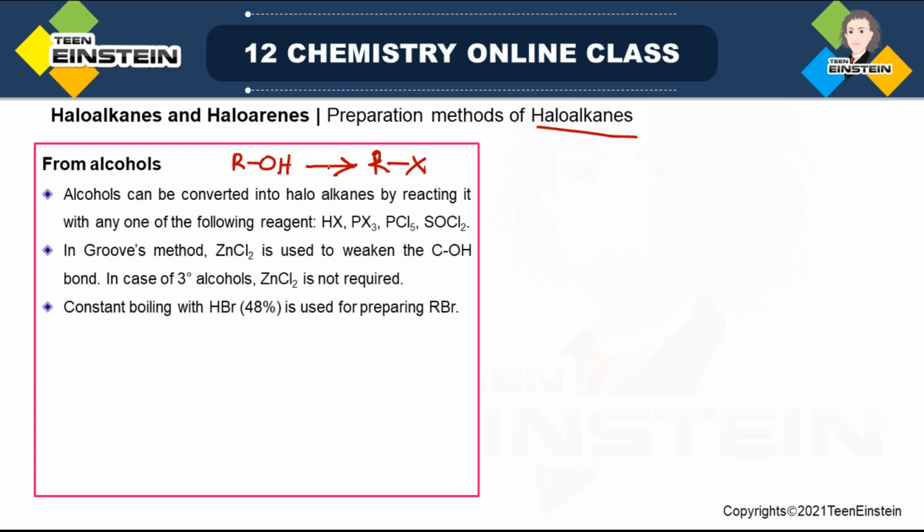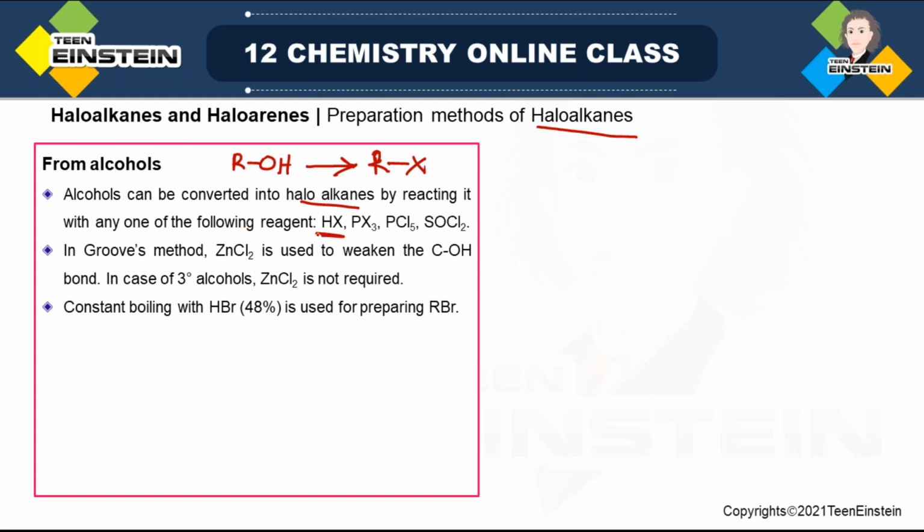And you can use any of them, though that depends on what type of alcohol is there or what type of RX you are trying to make. Different reagents are available, but we have to use them according to what kind of molecules are present as starting material and what is the nature of your final product. Alcohols can be converted into haloalkanes by reacting them with any one of the following reagents.